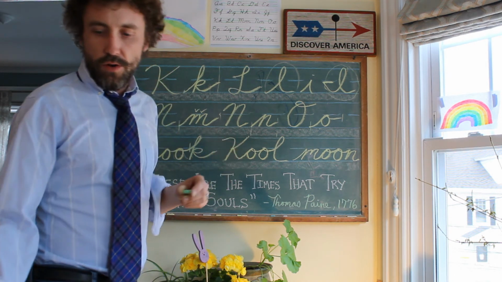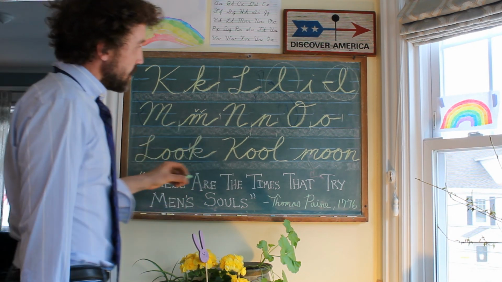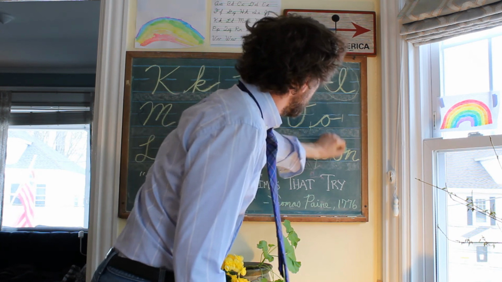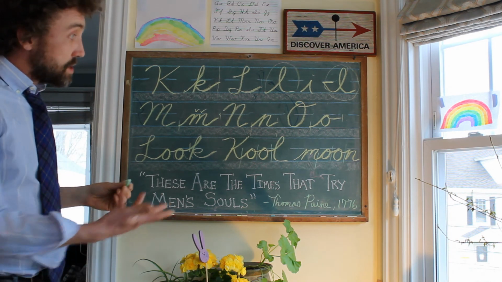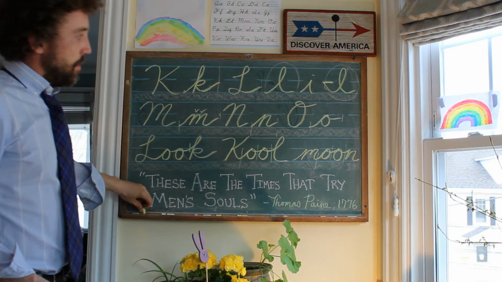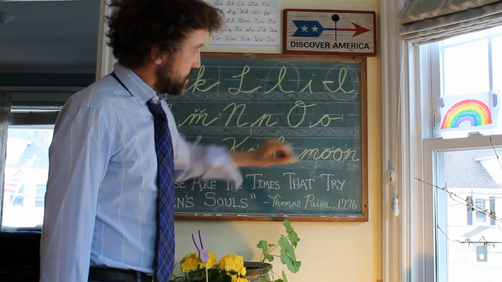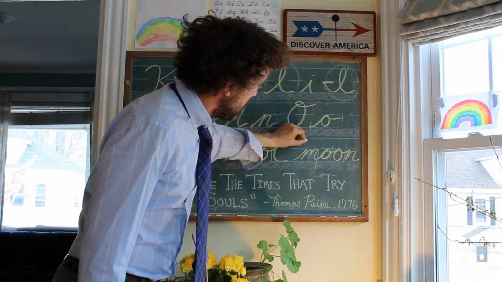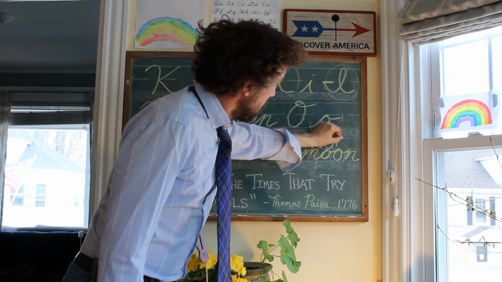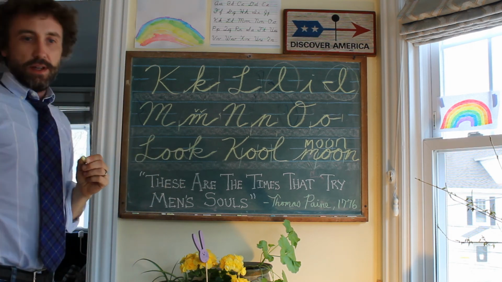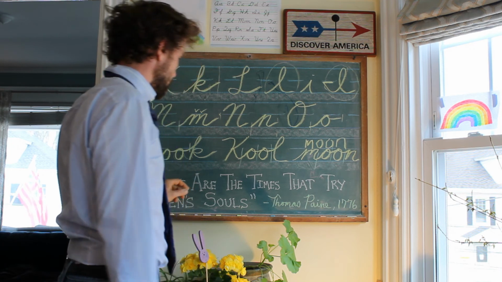And if you wanted to, you could do a little loopy in the O's. But you can see the connection points all in here. And of course, the benefit of that, if I were to write moon, I didn't lift my chalk off the board once to write moon there. But to print it takes a little bit longer. And that's the beauty of the cursive handwriting.